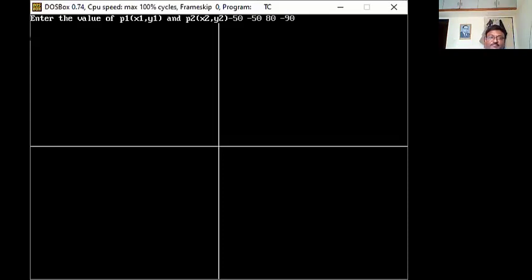Suppose I have entered minus, so that is in the third quadrant, plus minus. So that is the first quadrant, second quadrant, third quadrant, any quadrant they can put. See, the value minus 50 is in the third quadrant, and 80, minus 90 becomes the fourth quadrant. So these are the variations you can perform. So the user has that much freedom.